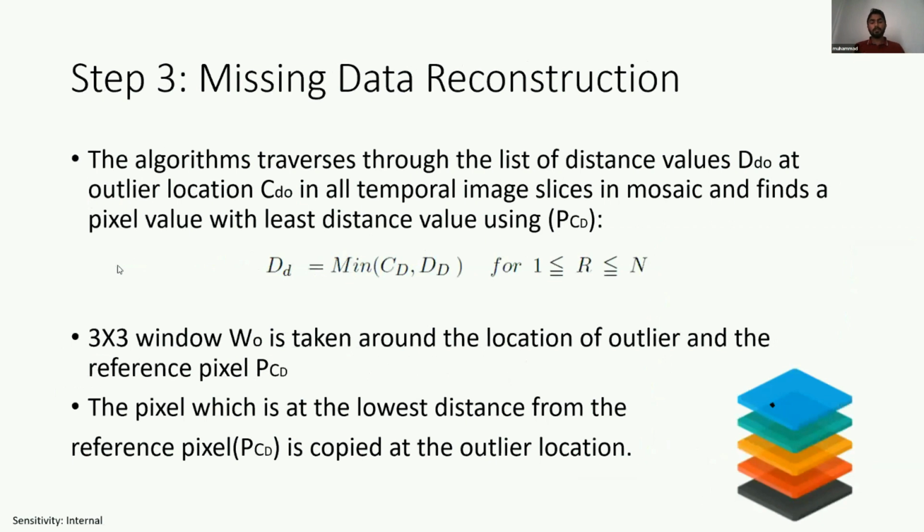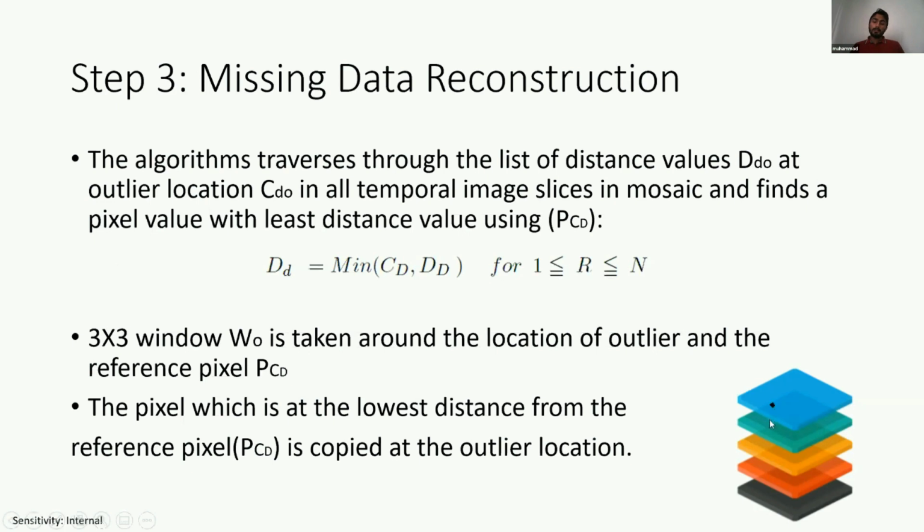Now, coming towards the missing data reconstruction, because I have a list of coordinates and their distance values, which are the potential outliers. And if you can imagine here, consider this black dot here is an outlier.